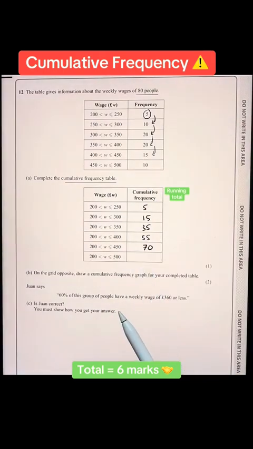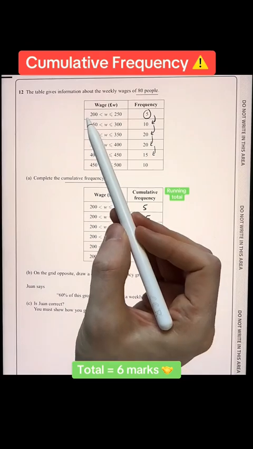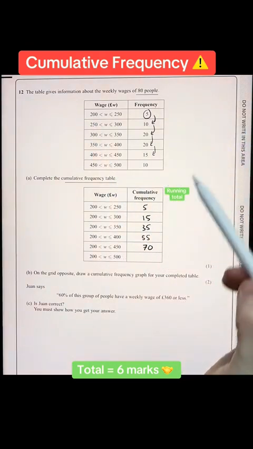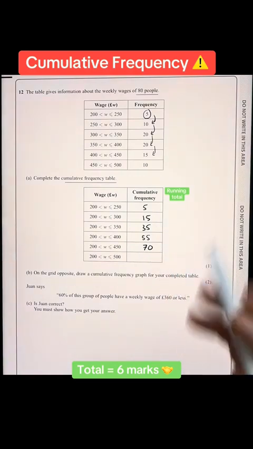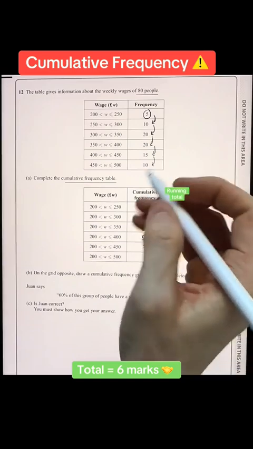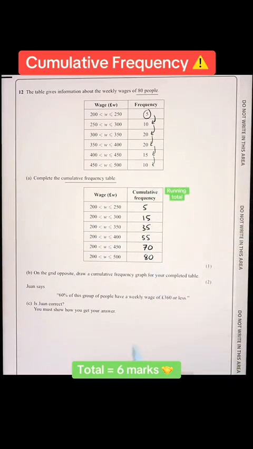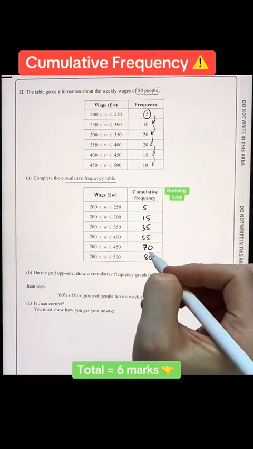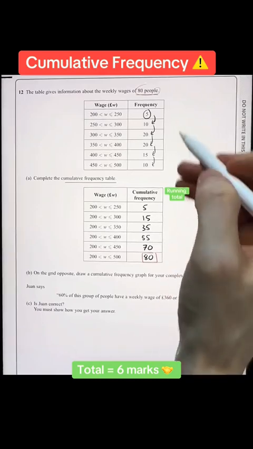For my last cumulative frequency, I want the wages greater than 200 and less than or equal to 500. So 200 and less than or equal to 500 means I'm adding up all six frequencies. I know the first five frequencies came to 70. So adding up my last frequency, 70 add 10 will give us 80. As a way to check, I know there was 80 people. So therefore my cumulative frequency should represent the total number of people, in this case 80.